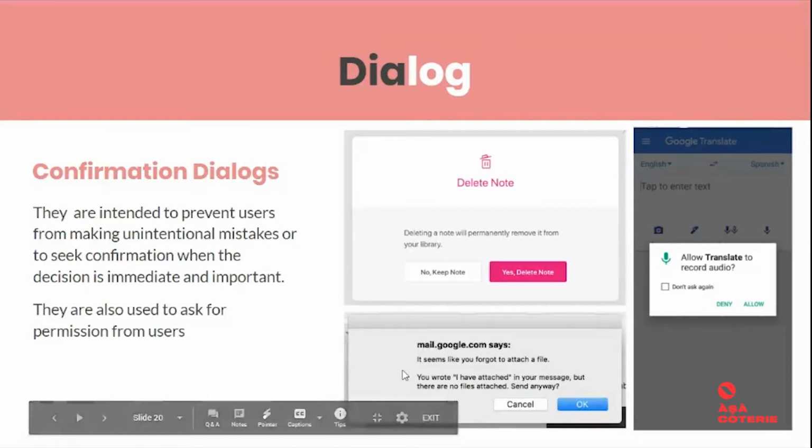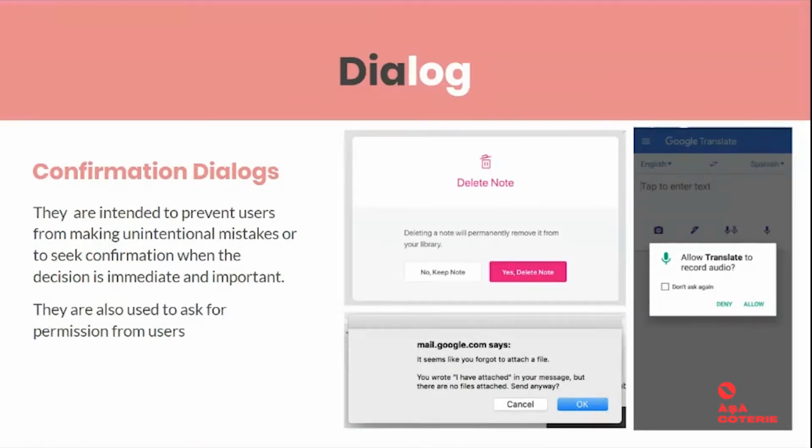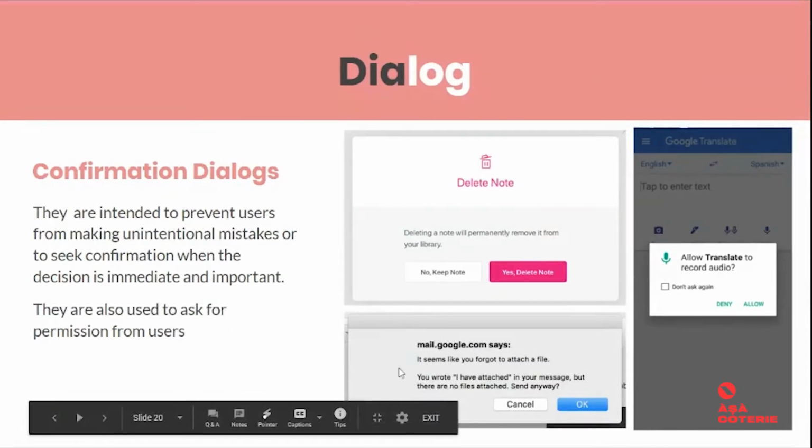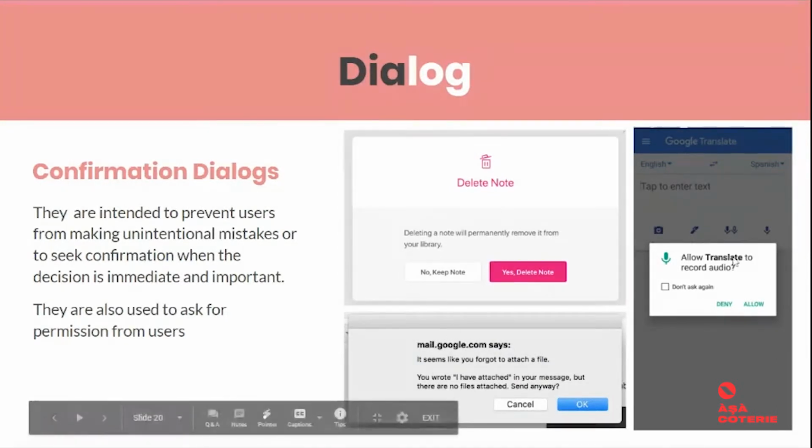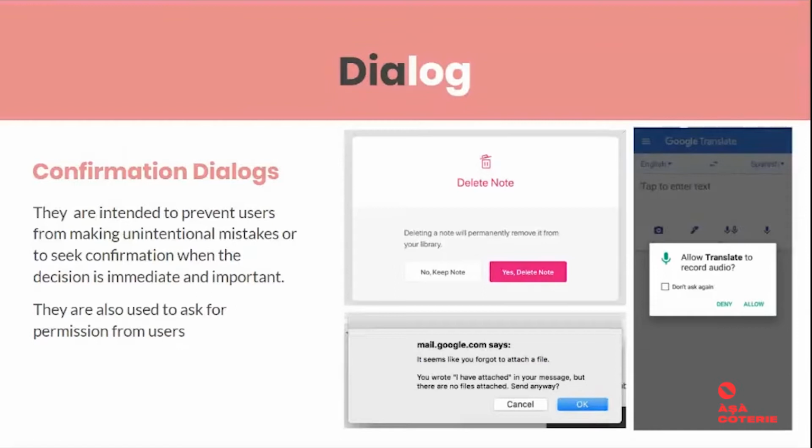This one by Google is one that has helped me a lot of times. I found it very useful when you want to send a mail, and maybe in the body of the mail you've written, "Please find attached" or something like that. It prompts you and says, "Oh, it seems like you forgot to attach a file. You wrote 'I have attached' in your message, but there are no files attached." "Send anyway." "Cancel." "Okay." And then this one to seek permission says "Allow Translate to record audio?" "Deny." "Allow."